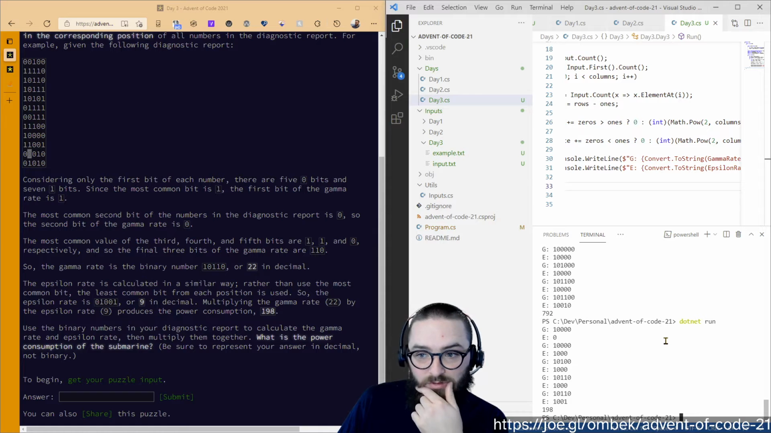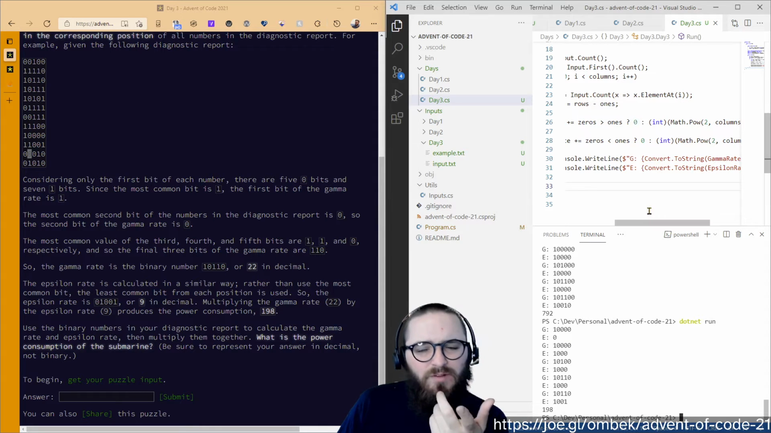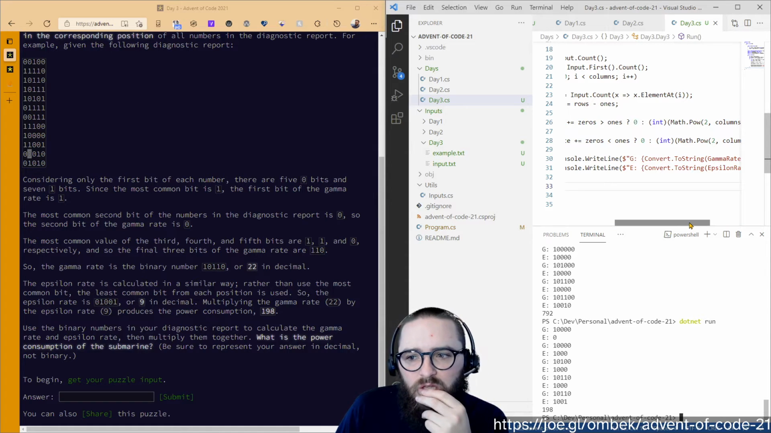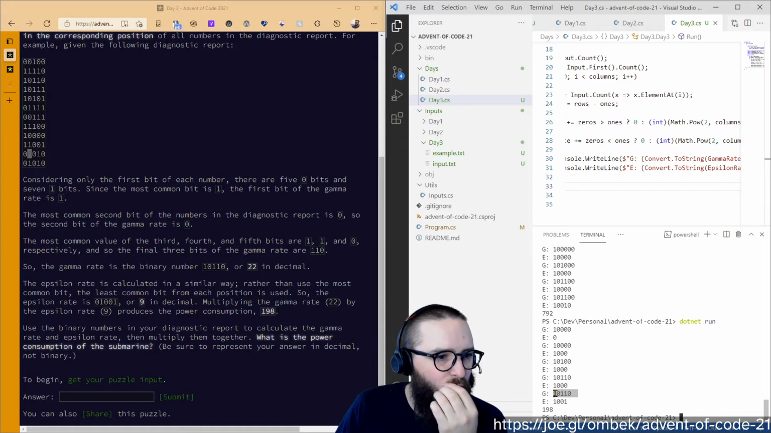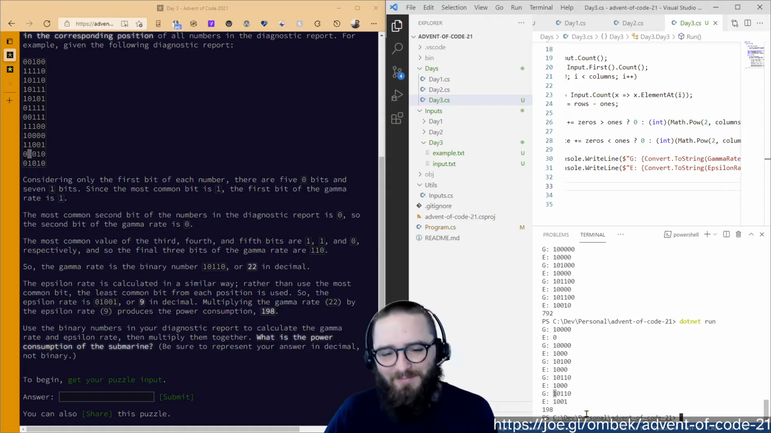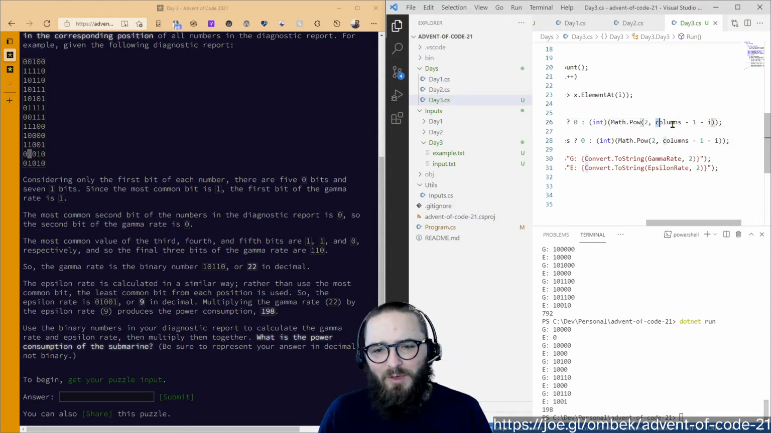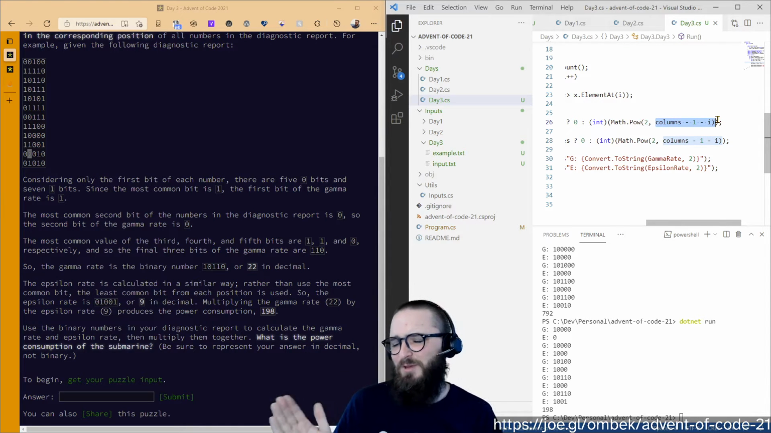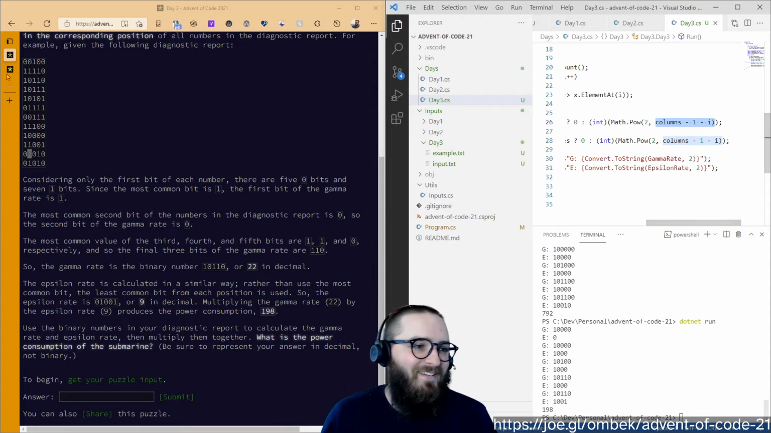I don't know why I didn't just stick with an array at the end, because I've got to convert it at some point. The answer's correct, is it? 198. Oh yeah. But the gamma rate should definitely have a 1 in the first bit, not the last bit. Yep. Yes, that is working. Okay, cool. So it's because we're working left to right as if we're reading it rather than in the correct binary order. Anyway, we're there.